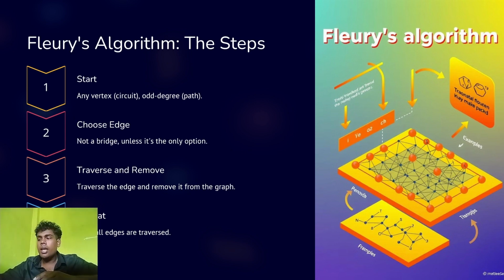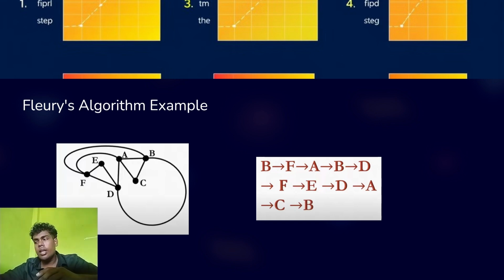Then we will see an example of Fleury's algorithm applied to an Eulerian circuit. I am going to start at vertex B. At vertex B, we can go on 4 edges: B to F, B to A, B to D, B to C. These 4 edges are not bridges, so we can go on any edge. I am going to select the B to F edge, and when we select the edge, we should remove it.